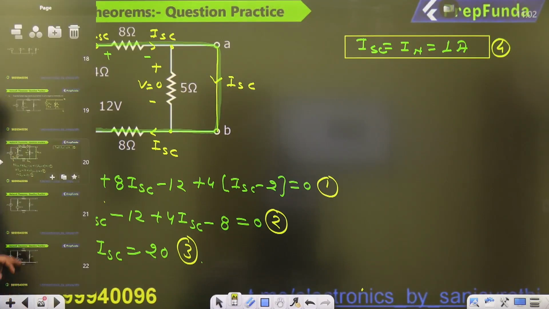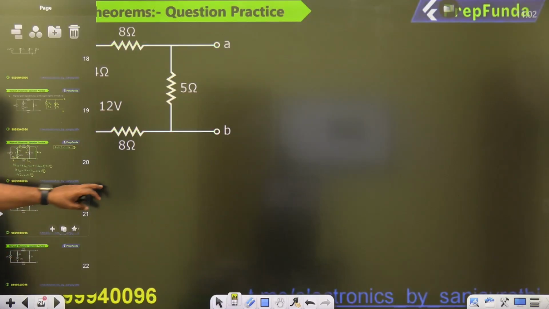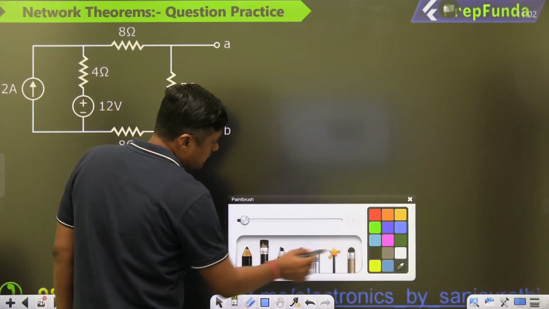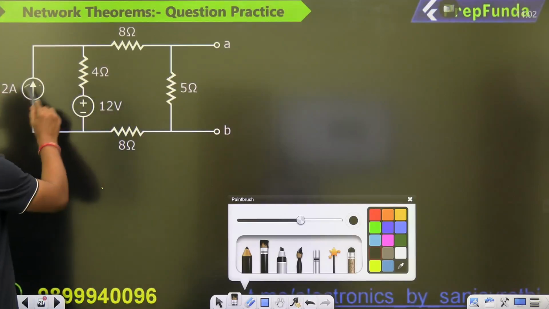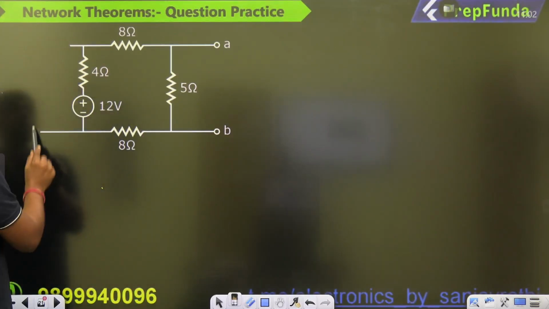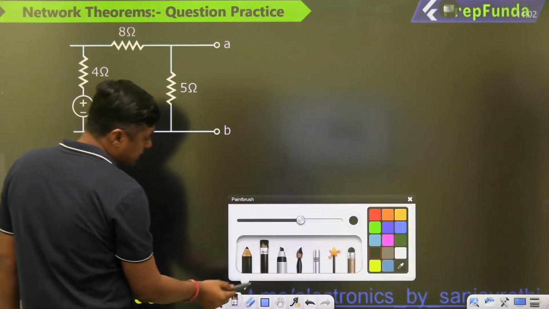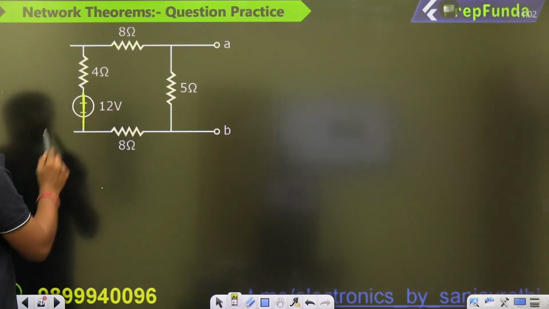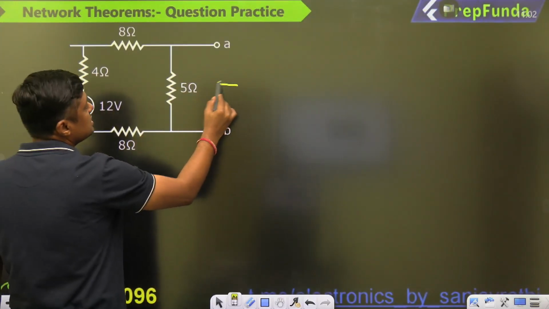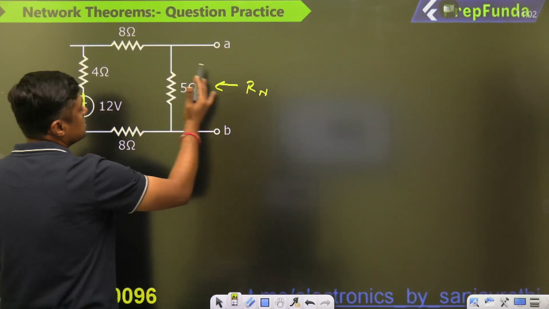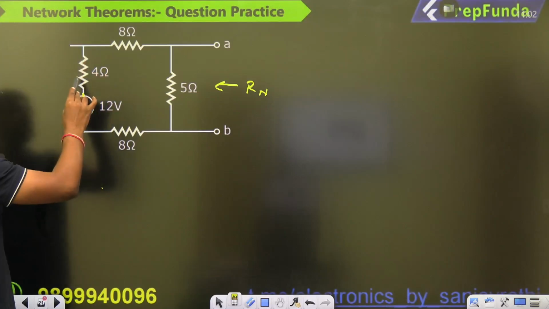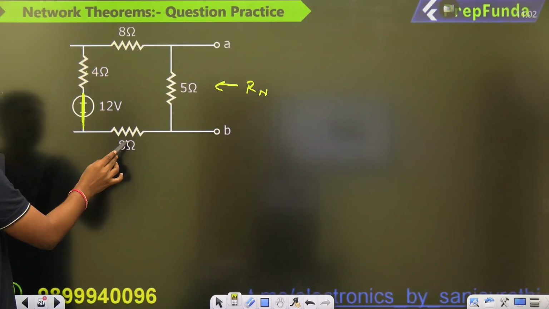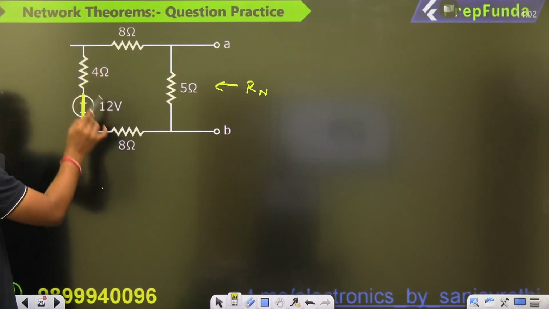What is the Norton's resistance then? For Norton's resistance, the current source will act as an open circuit, and the voltage source will act as a short circuit. What is the resistance seen from this terminal? This is called Norton's resistance. So this 8, this 4 and this 8, because it is a short circuit. This 8, this 4, this 8 are in series. So 8 plus 8, 16 plus 4, 20.